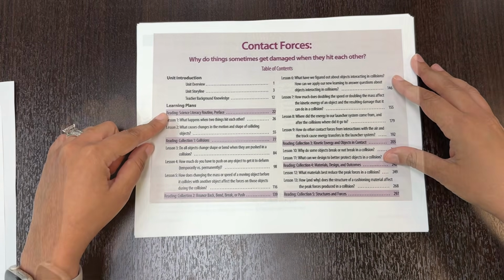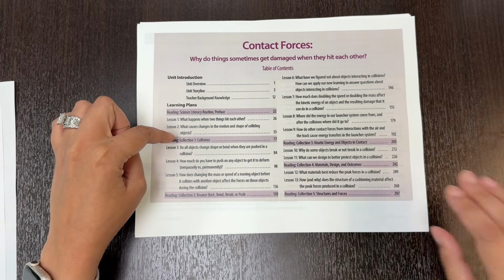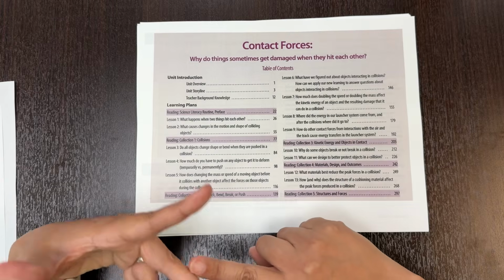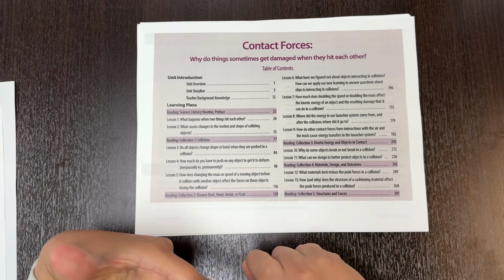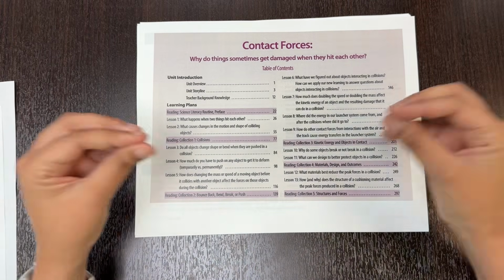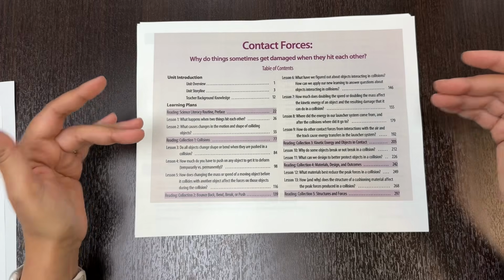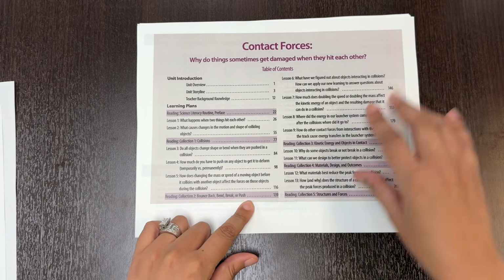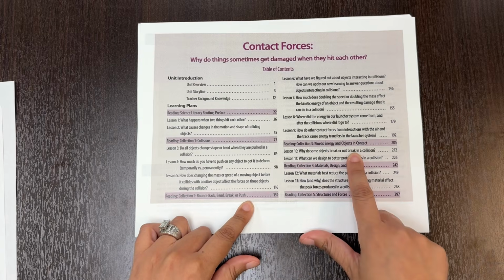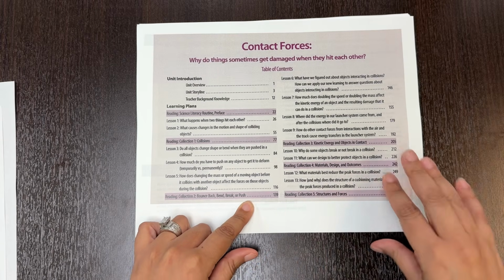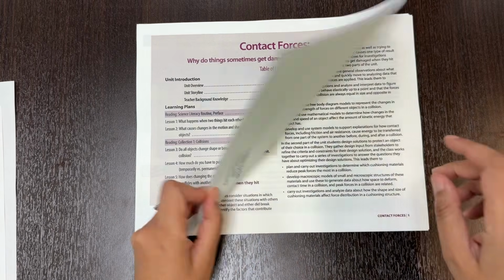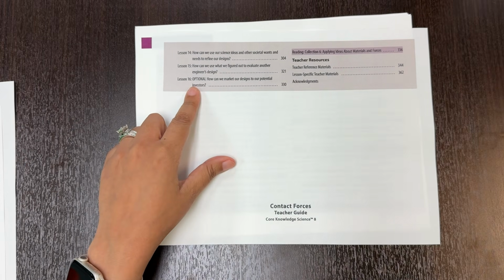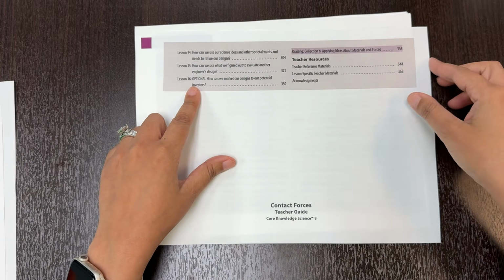So you have the learning plan, routines, you have the first collection. So what happens when two things hit each other, what causes change in the motion and shape of colliding objects. Again, it's always going to start with a driving question. So you have collisions, bounce back, bend, break, or push, kinetic energy and objects in contact, materials design and outcomes, and then structures and forces. And then you end here with collection 6, which is applying ideas about materials and forces.